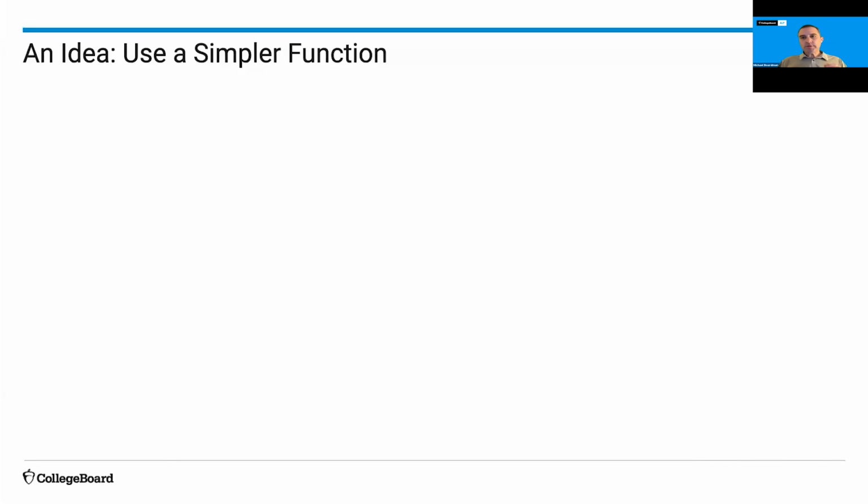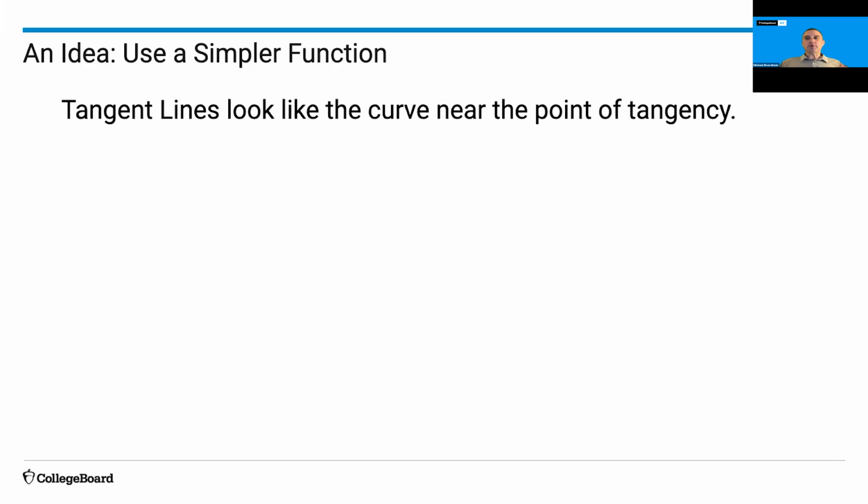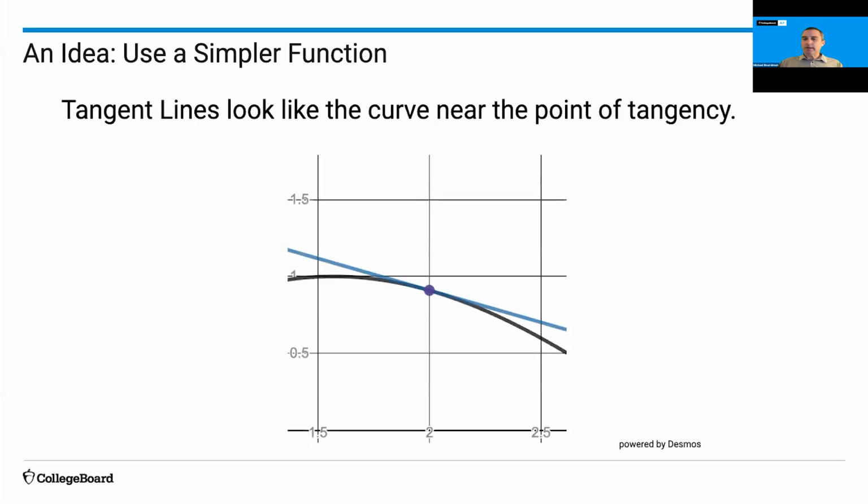So what's our idea here to estimate the zeros of a function? The idea is to use linear functions as estimators on our complicated functions. Throughout calculus, you use the idea of local linearity. You use the idea of tangent lines to help approximate functions that are more complicated. So we use that idea here to also estimate zeros. We are going to look at a tangent line to the curve at a particular point, because that tangent line looks very much like our function.